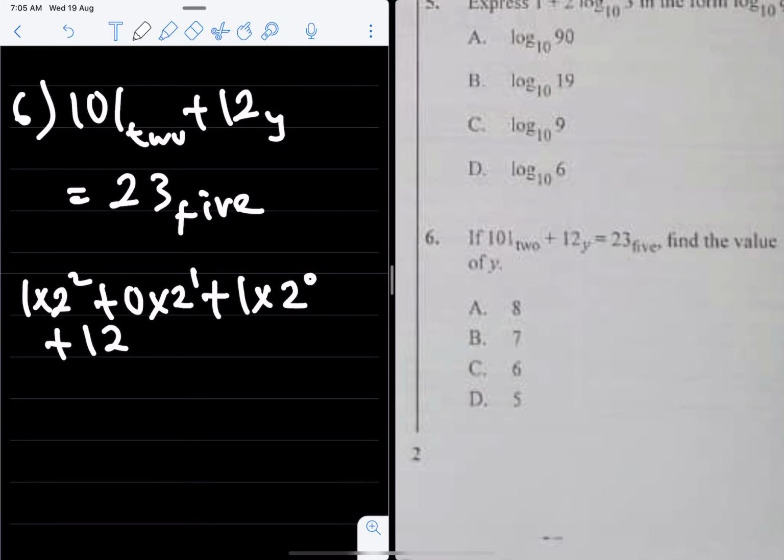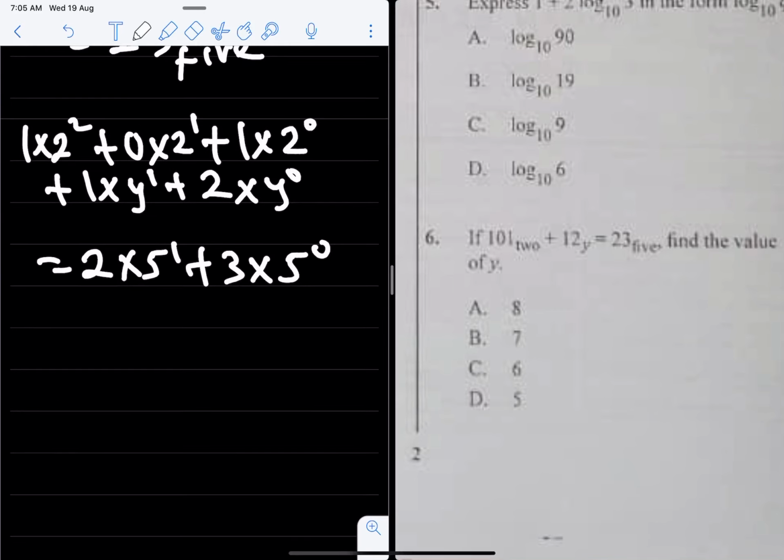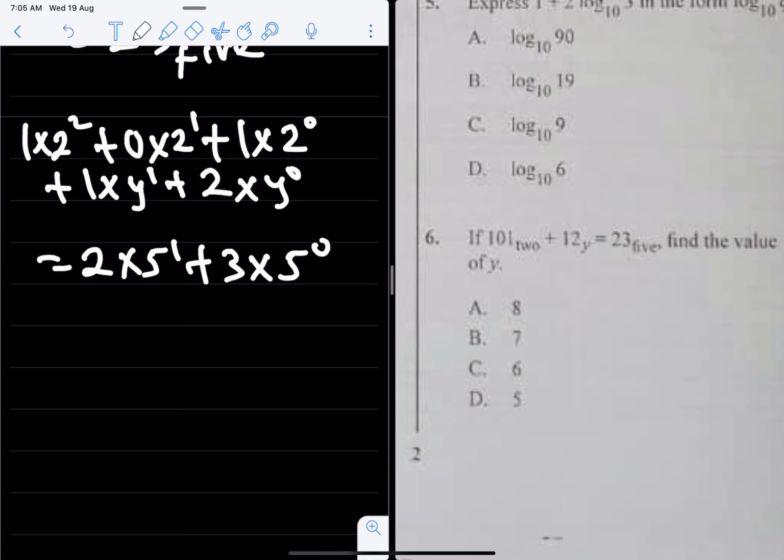plus, I'm changing everything to base 10, so that simply means plus 1 times y raised to power 1 plus 2 times y raised to power 0 equals 2 times 5 raised to power 1 plus 3 times 5 raised to power 0. And that simply means 1 times 2 raised to power 2 is 4. 4 plus 0 plus 1 times 2 raised to power 0 is the same as 1 times 1, which is 1. That means 4 plus 0 plus 1, which is 5.